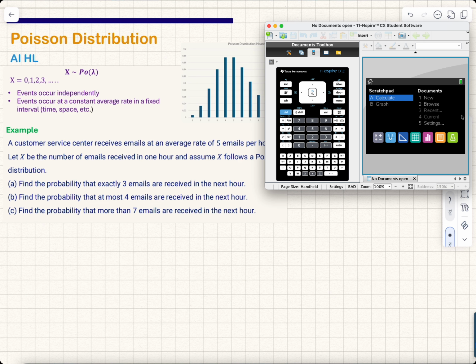In today's lesson we will be studying Poisson distribution, which is a topic in the IB Math AI high level. First we'll clarify what this distribution is and when to use it, and after that we will do a full example on it step by step to understand it very well. And of course we'll show the solution step by step in the GDC.